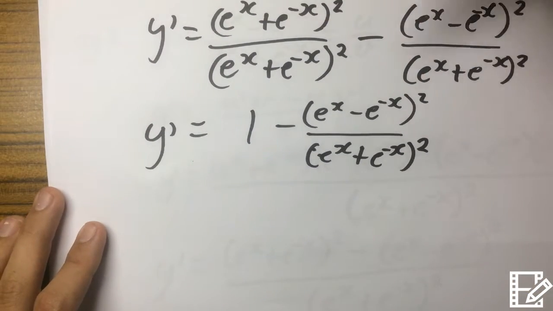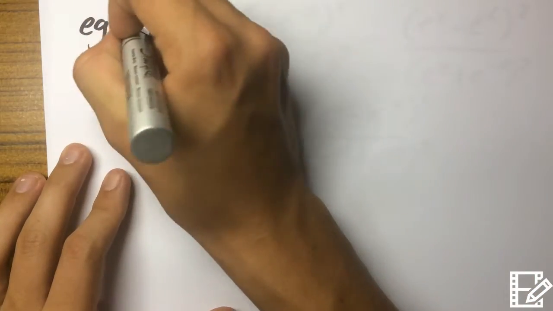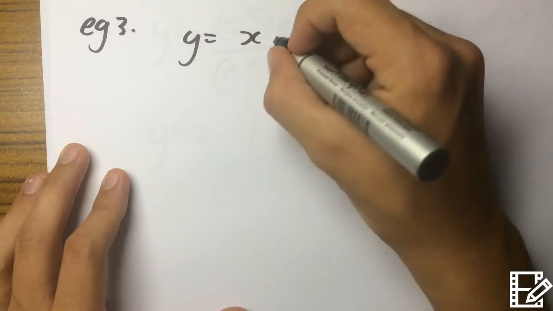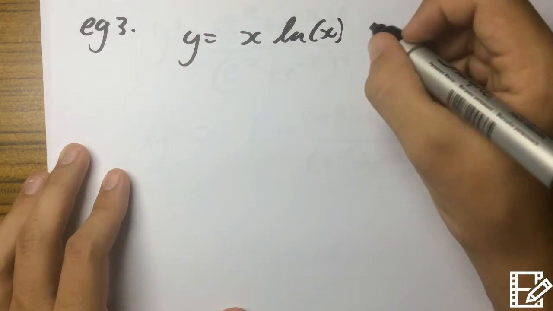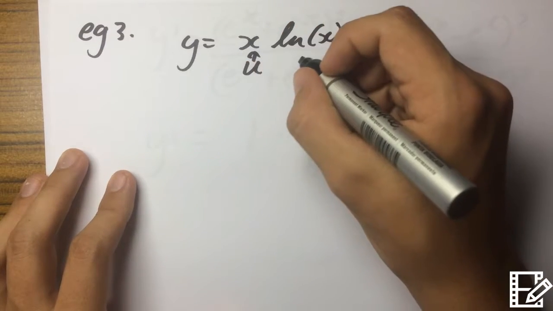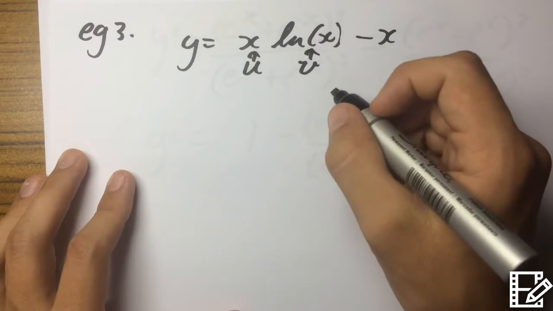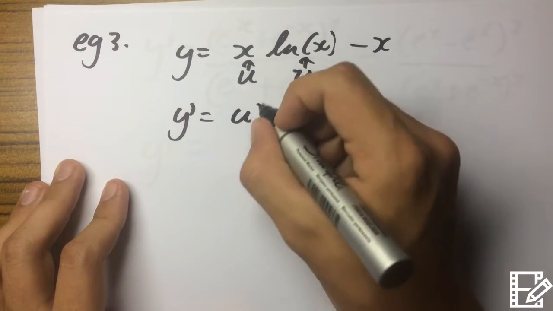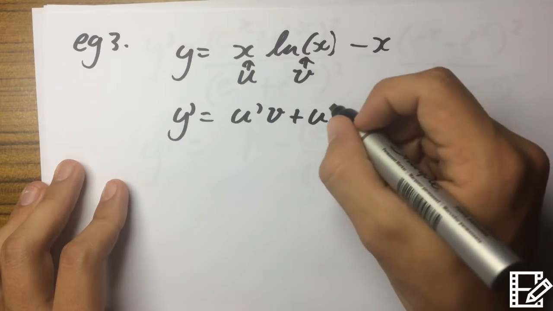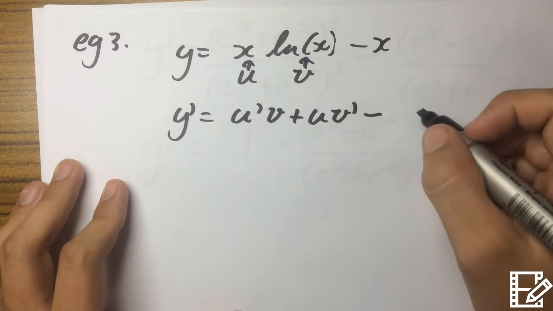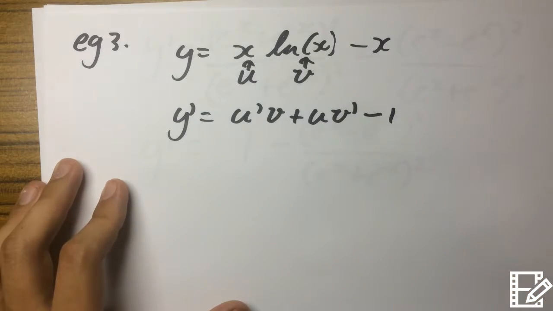Okay, now for the third example. We have y equals x ln x minus x. We're going to label this as u and this as v and use the product rule to solve. So the derivative is going to be u dash v plus u v dash, and then we're going to add on the end the derivative of minus x, which is minus 1.